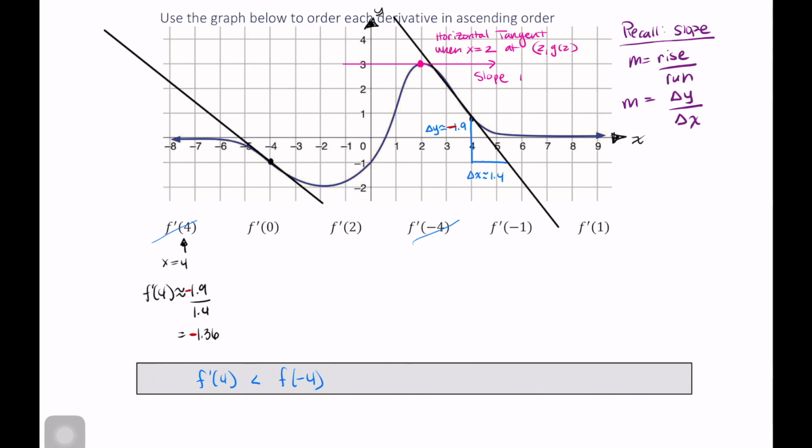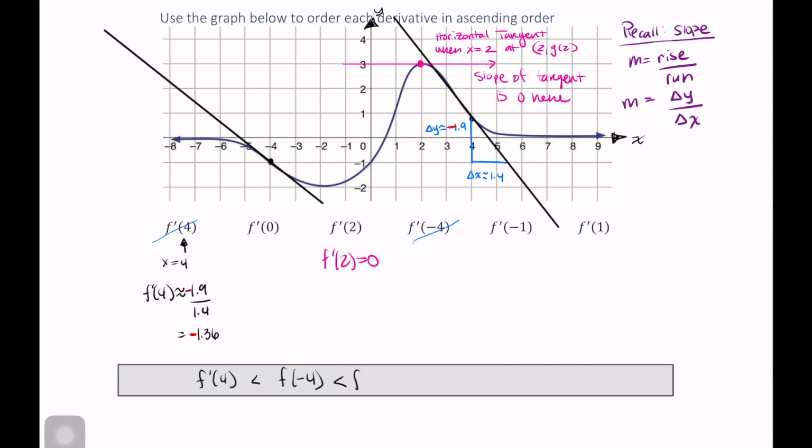And to be specific, slope of tangent is 0 here. And remember, the slope of the tangent is the same as the slope of the curve at the intersection point. So that means our curve is flat here. So f prime of 2 equals 0. So then certainly we know that f prime of 2 belongs here. Remember, this is like a negative 1.36. This is not as negative, and this is 0.